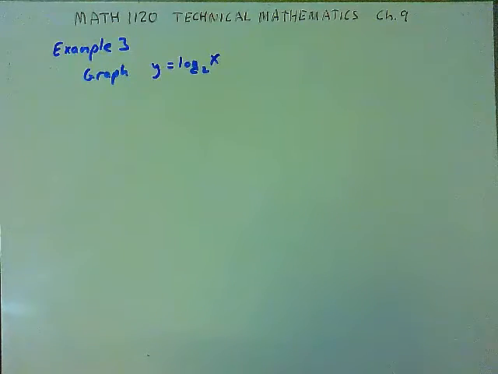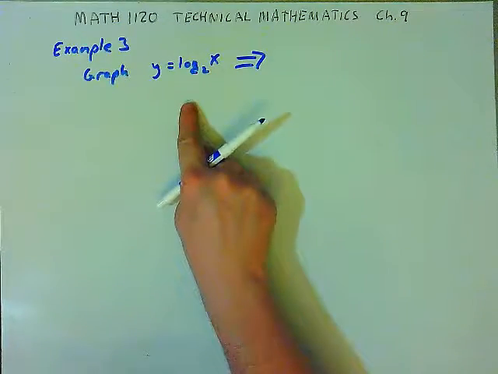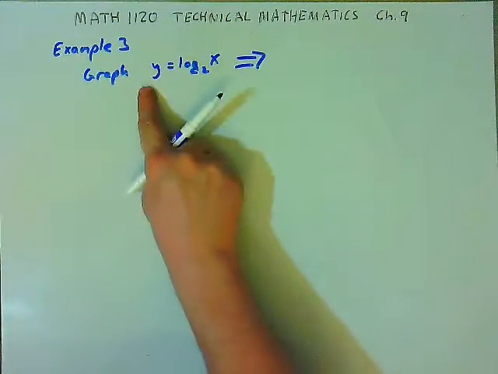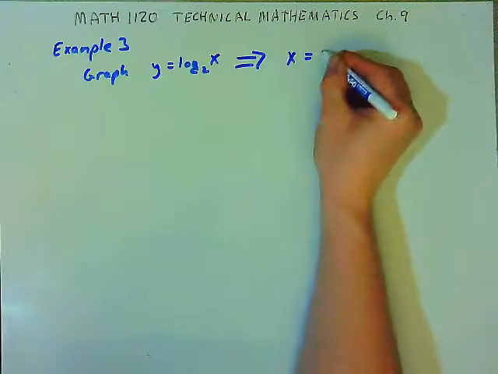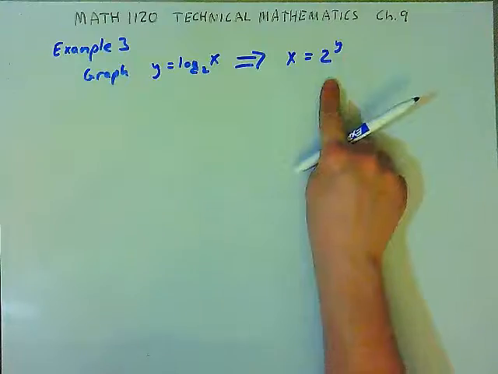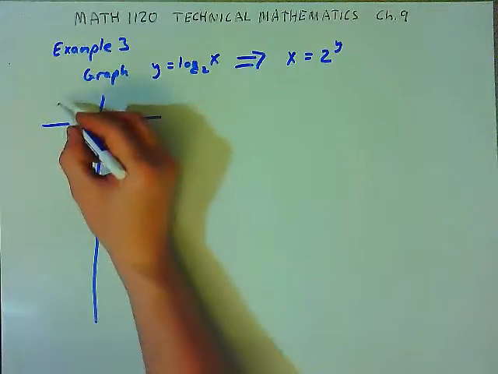This is example 3. It says graph y equals log base 2 of x. And so they want us to do this by plotting points. In order to do this, the first thing we need to do is rewrite this in an exponential form. And so this says that 2 to the y power is equal to x, or that x is equal to 2 to the y power. And so we want to plot this graph by points. We'll look at x and y values.